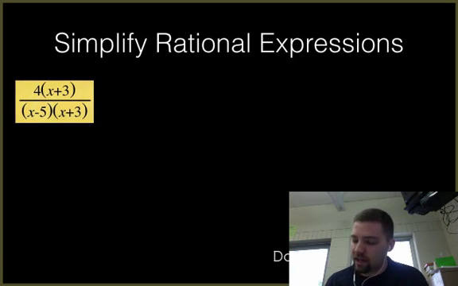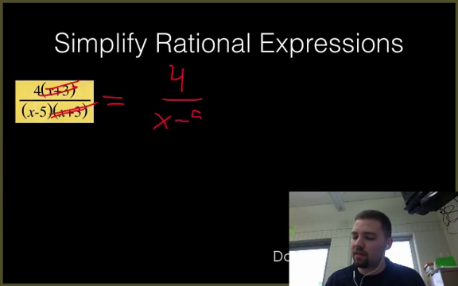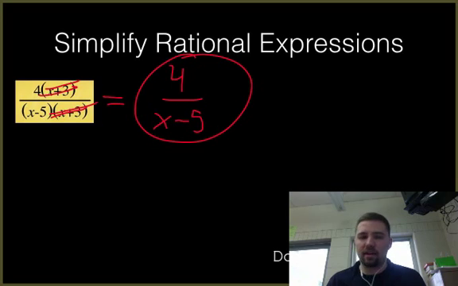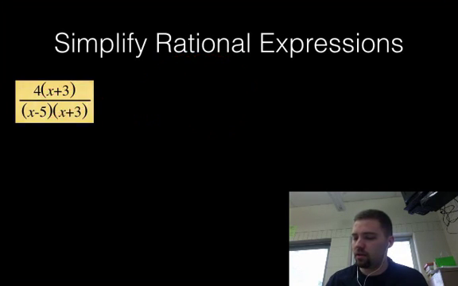And I notice that I've got an x plus 3 on top and an x plus 3 on the bottom. Those will cancel each other out, because x plus 3 over x plus 3 is 1. So all of that cancels out, and I'm left with just 4 over x minus 5. And that's it. That's as simple as I can get it. Let's do one more.